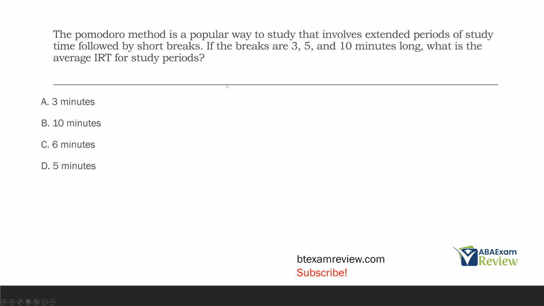The Pomodoro method is a popular way to study that involves extended periods of study time followed by short breaks. If the breaks are 3, 5, and 10 minutes long, what is the average IRT for study periods?